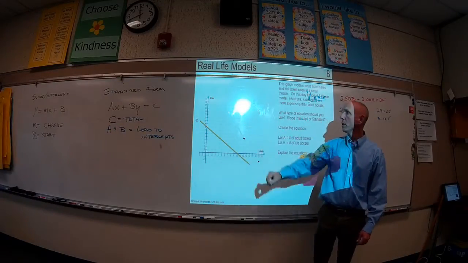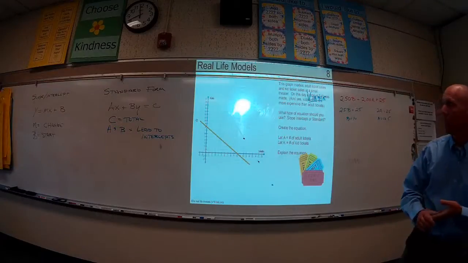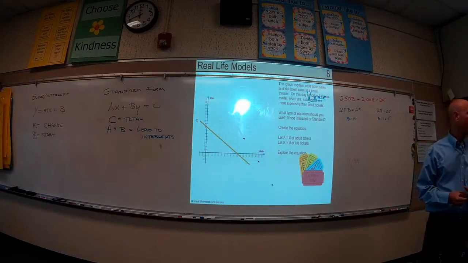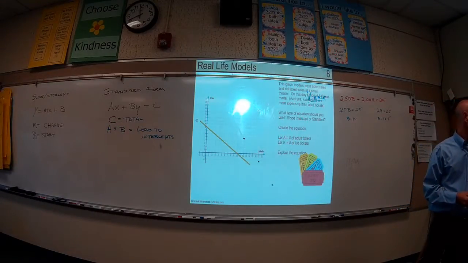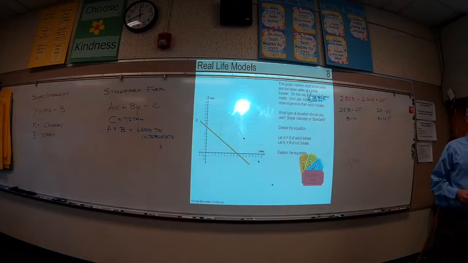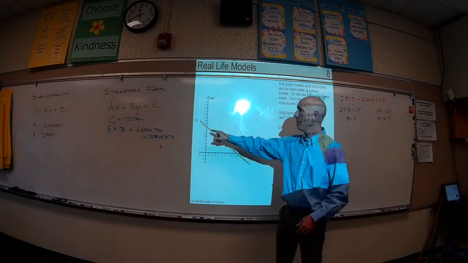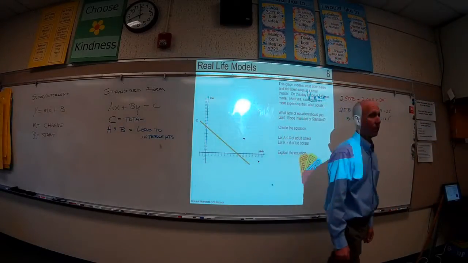If I spend all my money on kid tickets, how many can I get? I spend all my money on kid tickets, I get 8 of them. So how much is a kid ticket? $5.